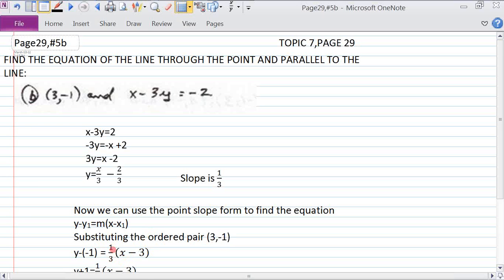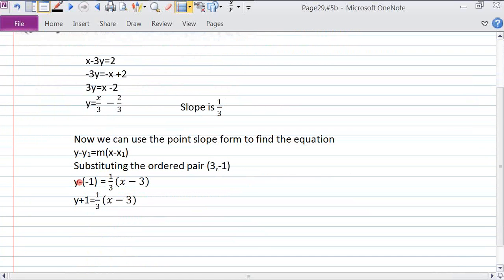So first I put in m equals a third here. Now, x1 is 3, but there's a minus there, so it's minus 3. And y1 is minus 1, and this minus is that minus. So be very careful with your signs here. We're substituting into the equation y minus y1, where y1 is minus 1. m is a third, and x1 is 3 here. So y minus minus 1 becomes y plus 1, and then I have a third times (x minus 3).